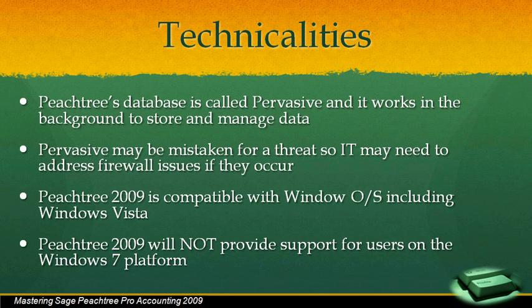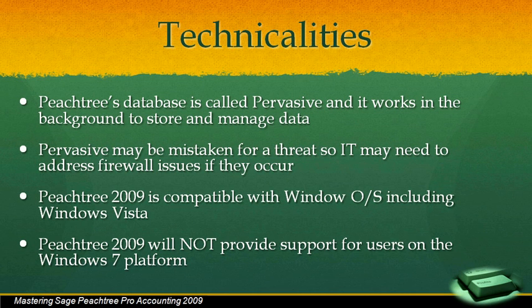First of all, Peachtree's database is called the Pervasive Database, and it works in the background to store and manage your data. The problem is that Pervasive can actually be mistaken for a virus. So if you have things like firewalls and those types of pieces of software in place, it might try to block it and you run into some issues. If it's mistaken for one of those threats, you should have your IT, or you if you know how to do so, make some firewall adjustments and go ahead and make sure that Pervasive can be accessed by Peachtree without bringing up these threats all of the time.